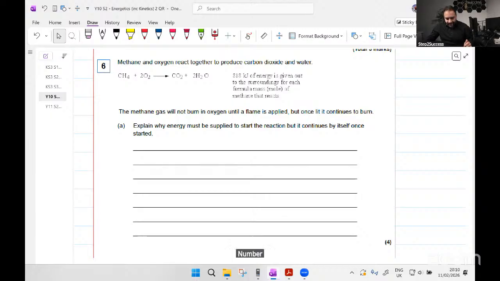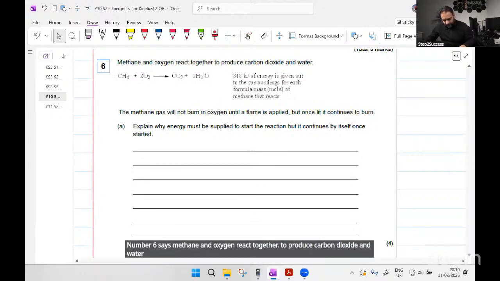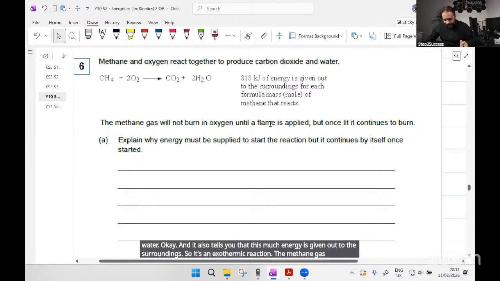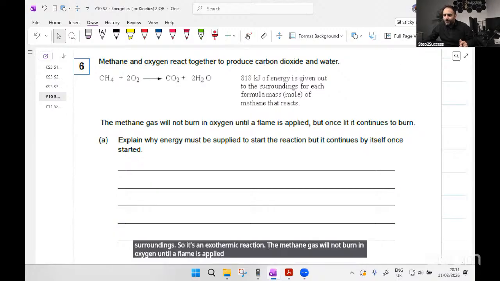Number 6 says methane and oxygen react together to produce carbon dioxide and water. And it also tells you that this much energy is given out to the surroundings, so it's an exothermic reaction. The methane gas will not burn in oxygen until a flame is applied, but once lit, it continues to burn. Right.